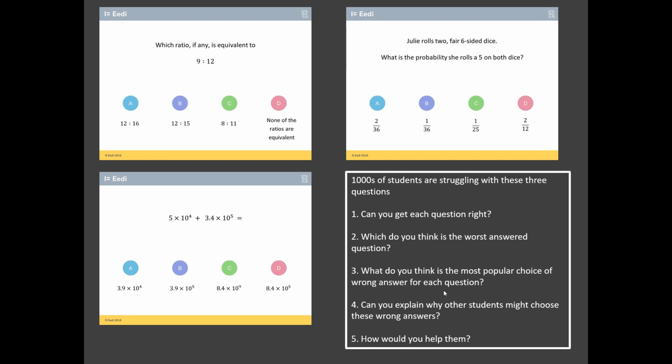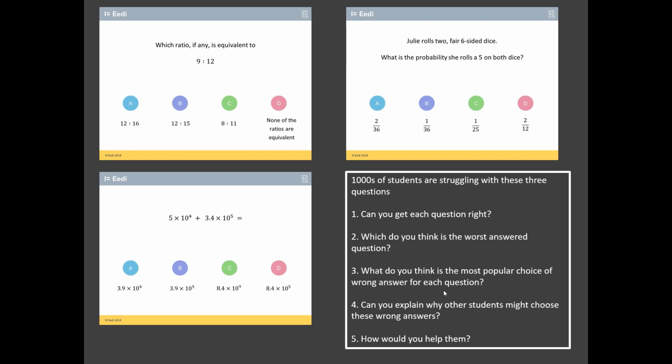So what I suggest you do is you pause the video now and you take some time, as long as you need, working through each of these questions, trying to get them right, trying to identify the worst answered question, and then trying to think about why students might get each of these questions wrong. And then when you're ready, restart the video and we'll go through them together.